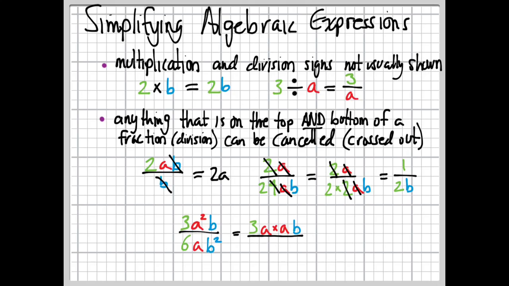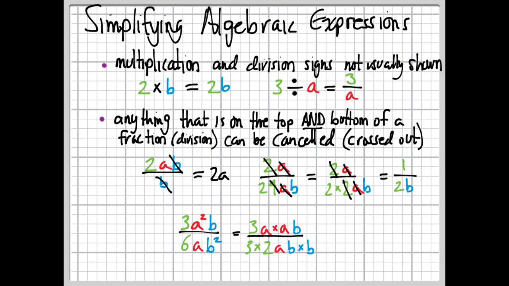All right, on the bottom I have a 6. But I see that I have a 3 up here, and I know that 6 is a multiple of 3, so I'm going to write the 6 as 3 times 2. Okay, and then I'm going to bring my a along, rewrite the a, and now I have b squared, which of course is b times b.